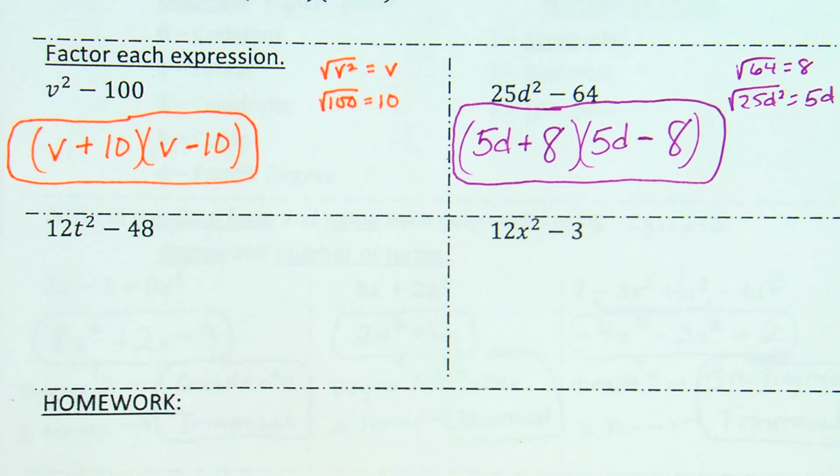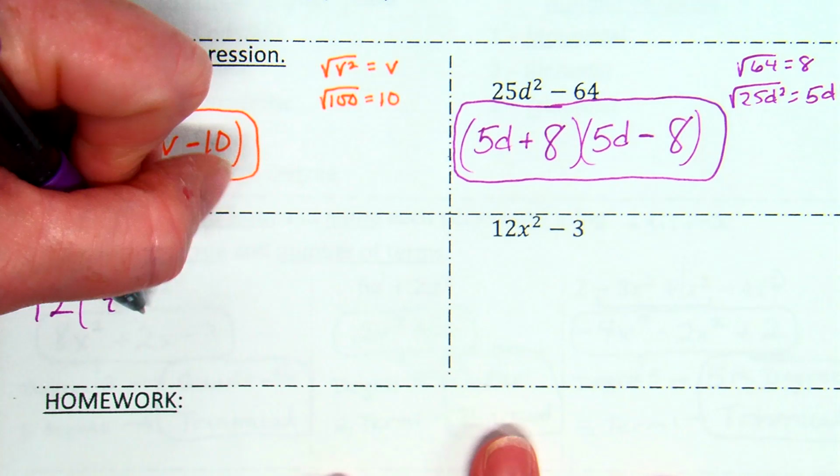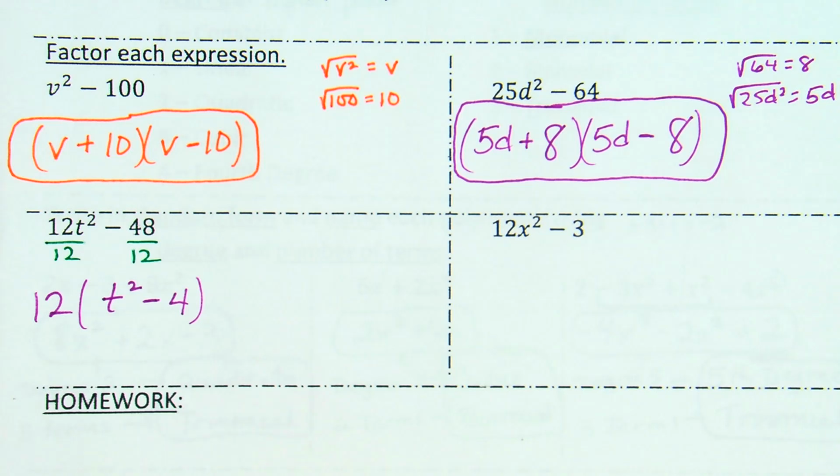So if I divide these by 12, realize that 12 is going to go where? It's going to go out front, yes. 12t squared, if I divide that by 12, I'm left with just 1 or 1t squared. Minus, what's 48 divided by 12? 4. Okay. What do you know about t squared minus 4? Can you take the square root of 4?